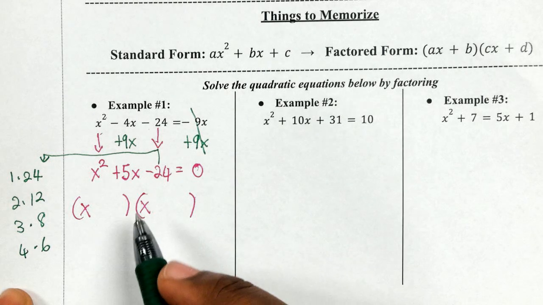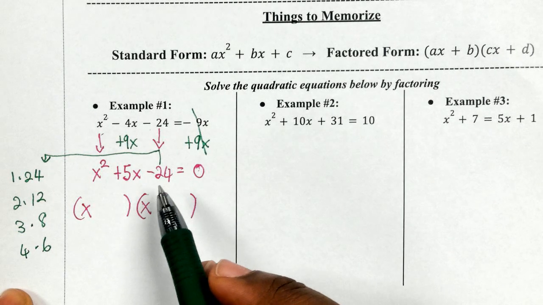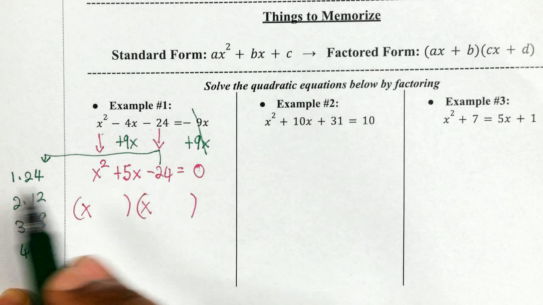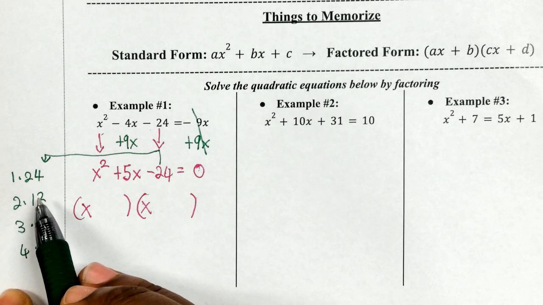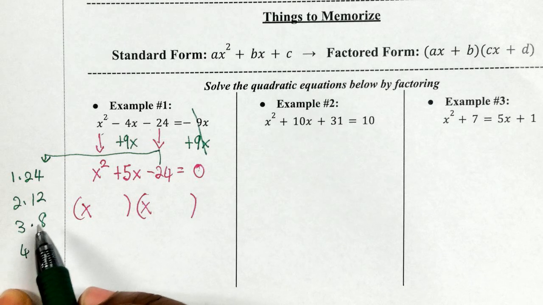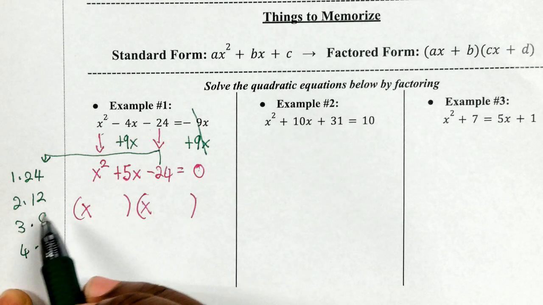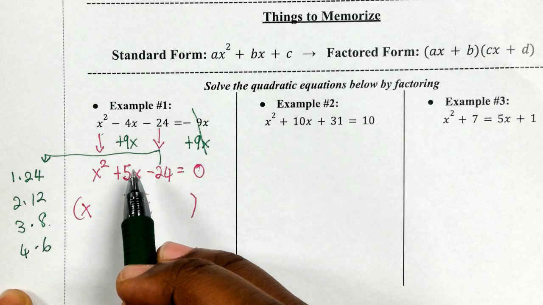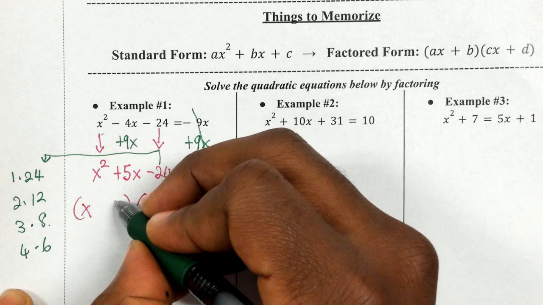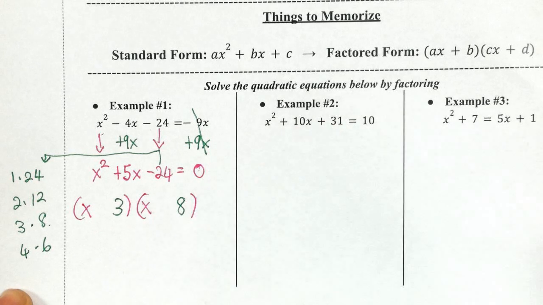We need to find a pair that will add or subtract to give me a 5. Do you think 1 and 24 would work? No. 2 and 12? No. 3 and 8? That could possibly work, because if we have a positive 8 and a negative 3, we do get 5. So the 3 and the 8 works.